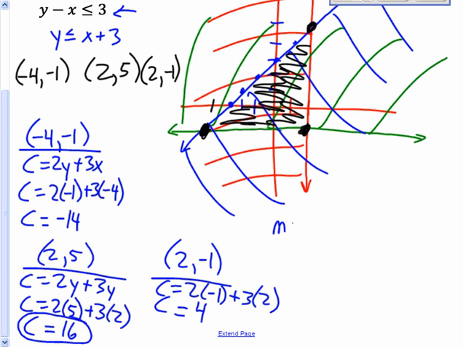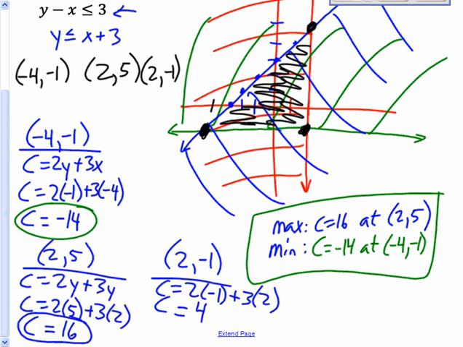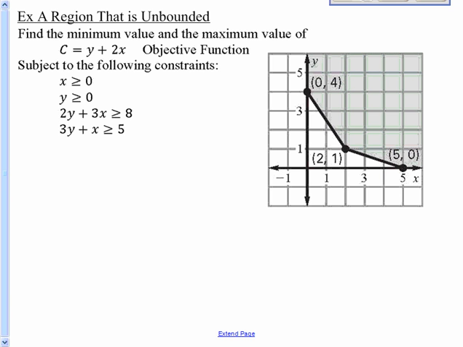So our max c equals 16, and it occurs at 2, 5. Okay. Our minimum c value here for this objective function looks like it's going to be right here, that negative 14. So c equals negative 14, and that occurred at negative 4, negative 1. Okay, so our max and min there. Excellent. So if it's a bounded region, it's guaranteed to have a min and a max.